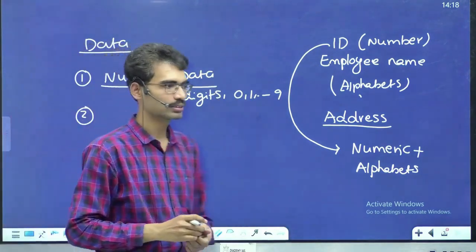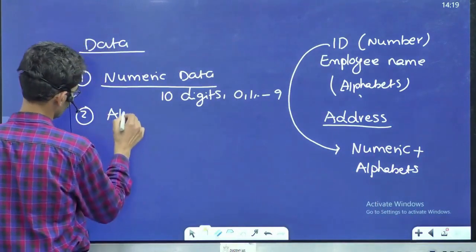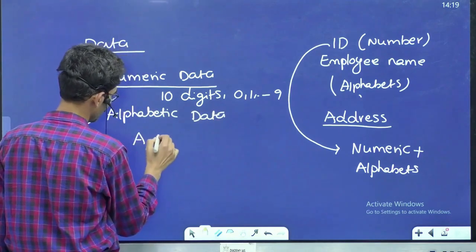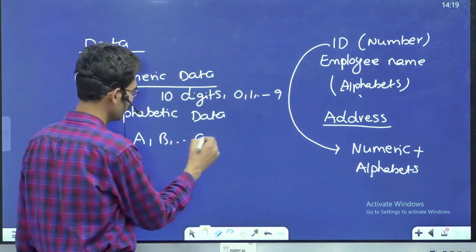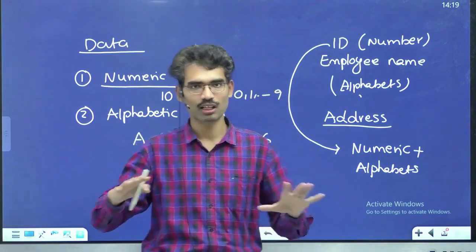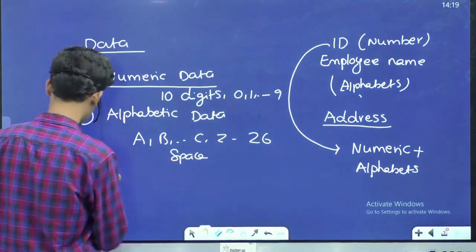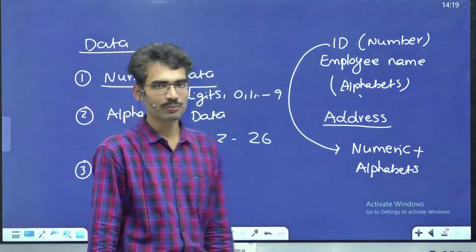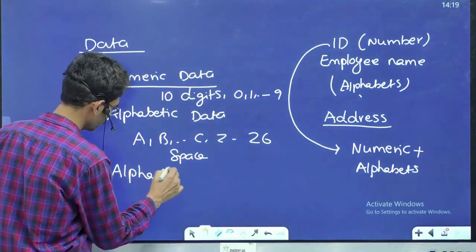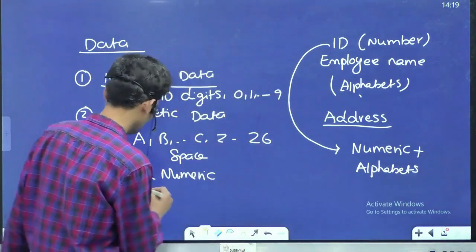Another one is alphabetic data. This is like A, B, C, and so on up to Z, 26. It can be small letters also, capital letters also, alphabets. Space is also part of it. Third one, alphanumeric, combination of alpha plus numeric. So it contains both numeric data plus alphabetic data.